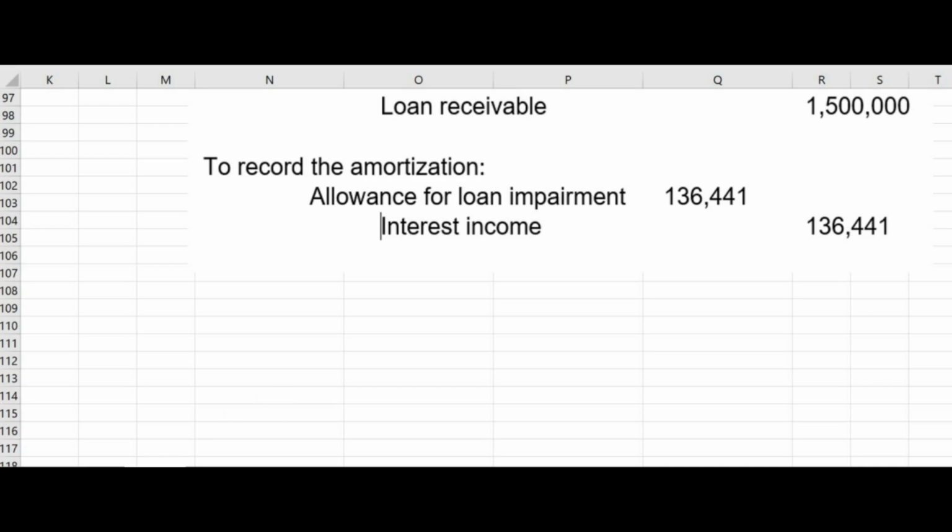So, let us proceed now to the second problem for the impairment.